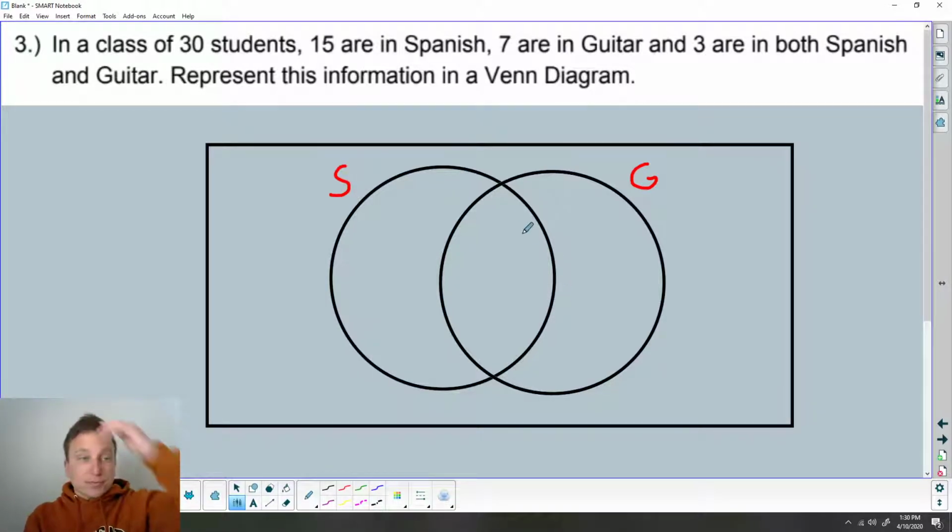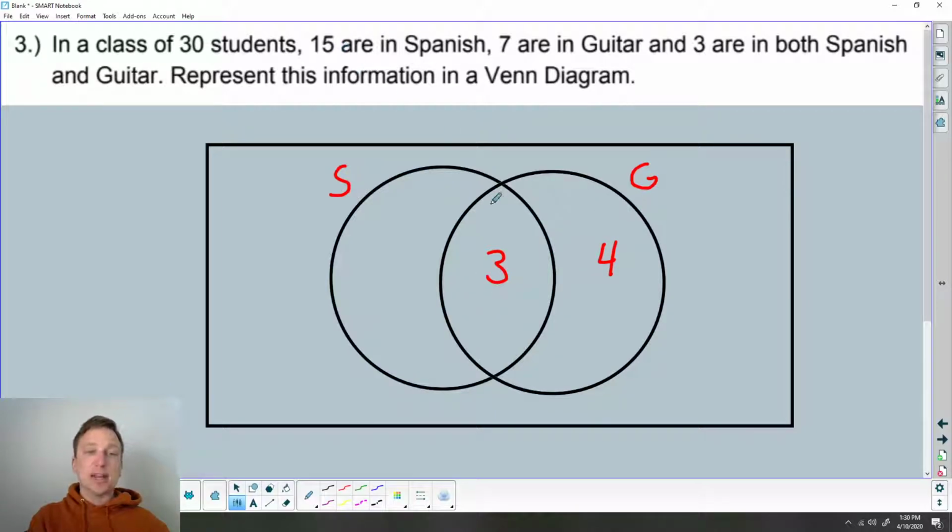So this one, we're going to start in the middle. 3 are in both Spanish and guitar, so we know 3 here. So right now we have 3 students counted, so there's 27 remaining. If we work backwards further, 7 are in guitar, so this set needs to total to 7. Right now I have 3 students, so that means there's 4 who are only in guitar. So 3 and 4 make 7 in guitar.